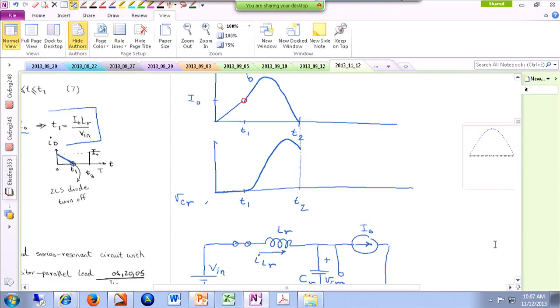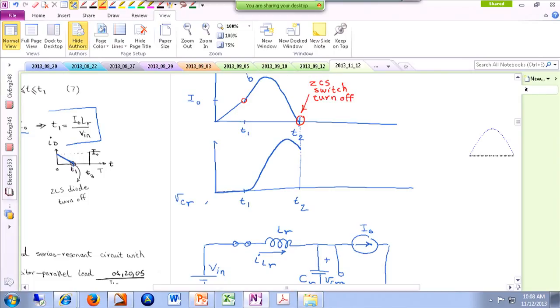So this is a good time to turn my switch off, because I was trying to achieve zero current switching, and now you can see that the current of the switch has returned to zero. So if I turn the switch off at this time, I have achieved zero current switching for the switch at turn off. So time equals T2 is a good time to turn the switch off. So if you're monitoring this current, let's say we are measuring it, as soon as it gets very close to zero, we can command the switch to turn off. And therefore, you have ZCS for the switch.